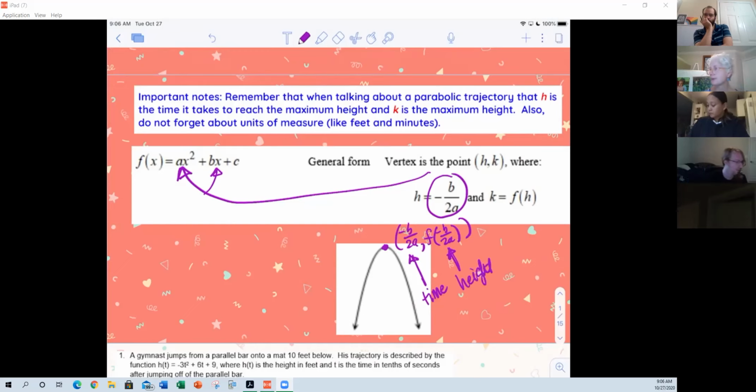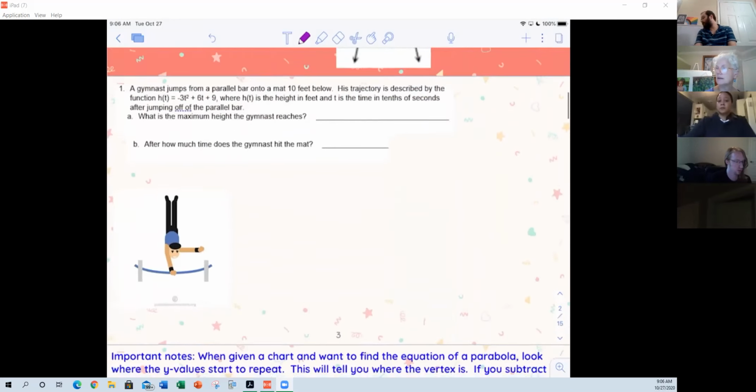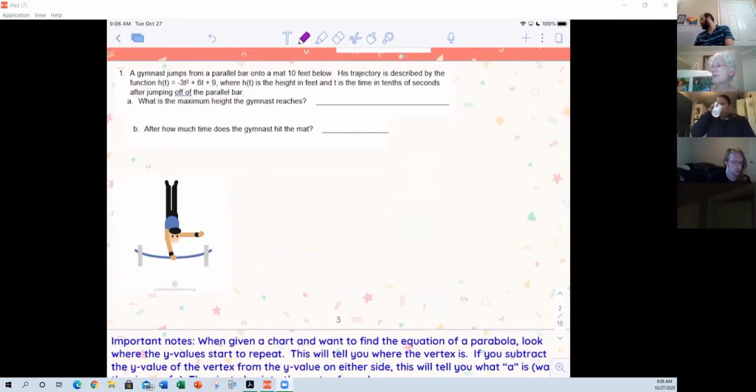So let's look at an example, and this is very similar to the one that will be on the test. A gymnast jumps from a parallel bar onto a mat 10 feet below. His trajectory is described by the function h of t equals negative 3t squared plus 6t plus 9, where h of t is the height in feet and t is the time in tenths of seconds after jumping off the parallel bar. What is the maximum height the gymnast reaches? After how much time does the gymnast hit the mat?